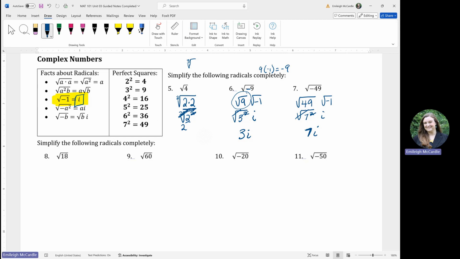Okay, so those are perfect squares, like 4 is 2 times 2, 9 is 3 times 3, 49 is 7 times 7. We like those. We can put them in the calculator and it comes out with a whole number. Fabulous. Number 8, not so much. 18 is not a perfect square.